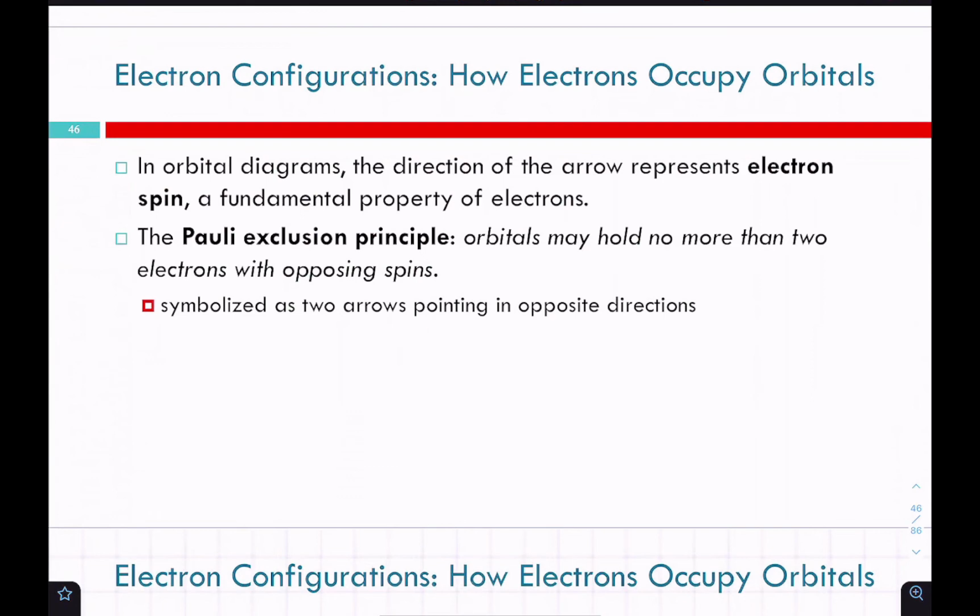So I told you about spin, but the Pauli exclusion principle just states that orbitals can hold no more than 2 electrons, and they have to have opposing spins. So if you have one up spin electron, the other electron has to be down spin.